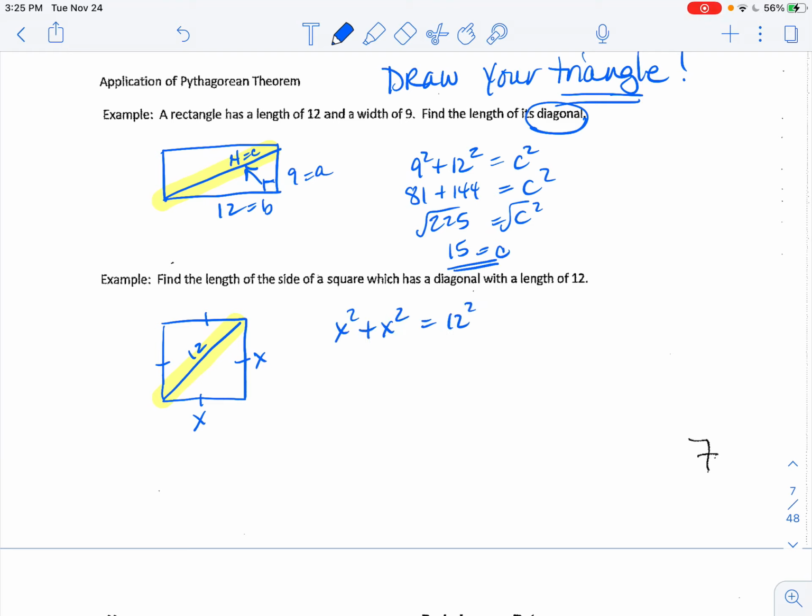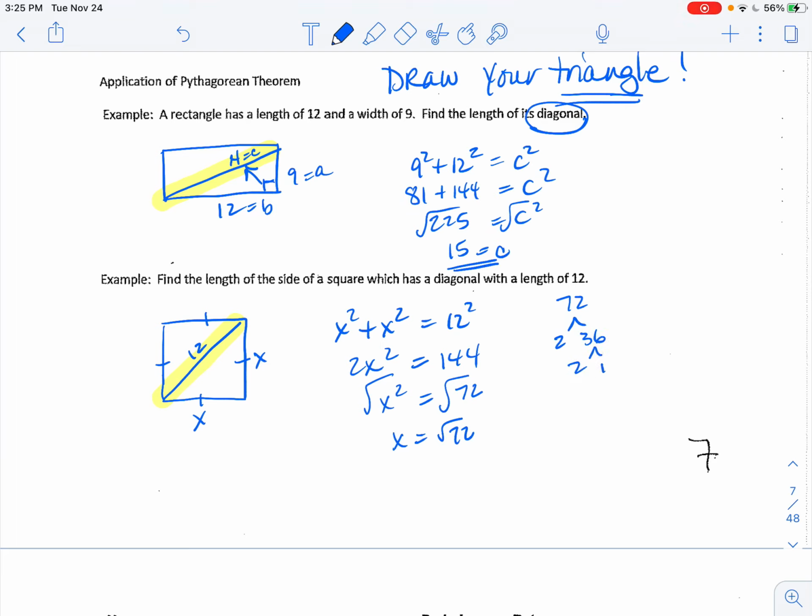So X squared plus X squared is equal to 12 squared. So this is 2X squared is equal to 144. Divide both sides by 2, I get X squared is equal to 72. And if I take the square root, all right, so I could leave it as just X is the square root of 72. I could also do a factor tree.